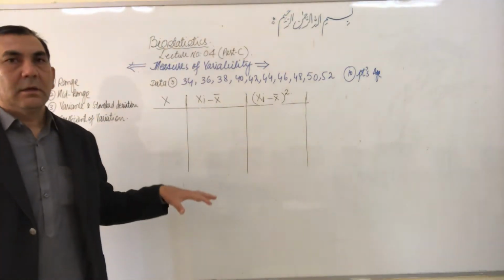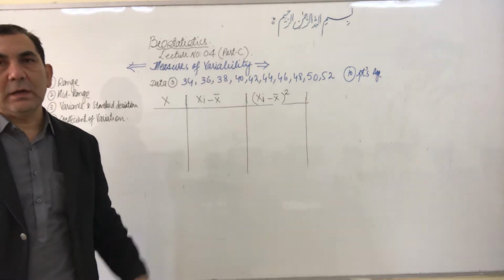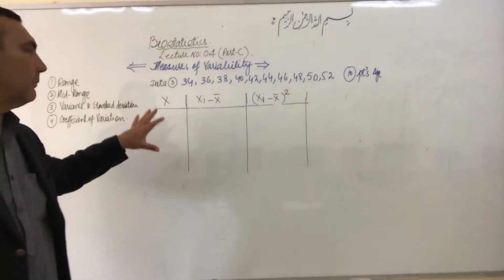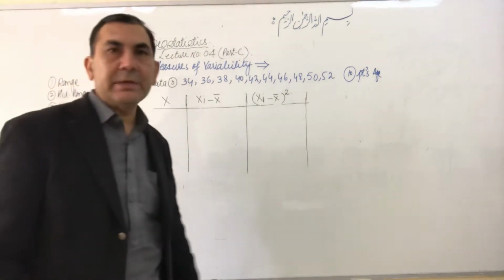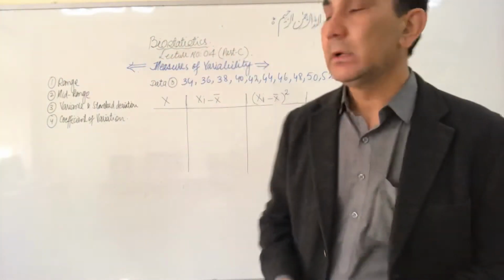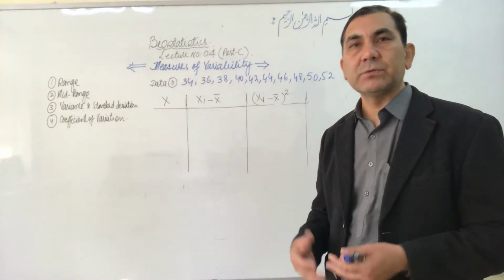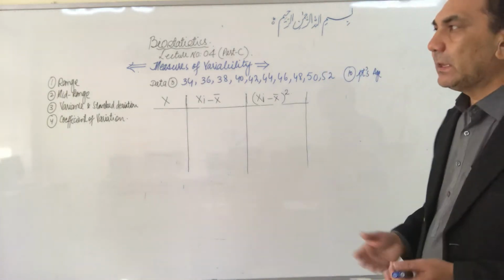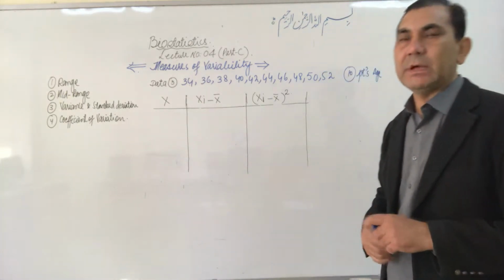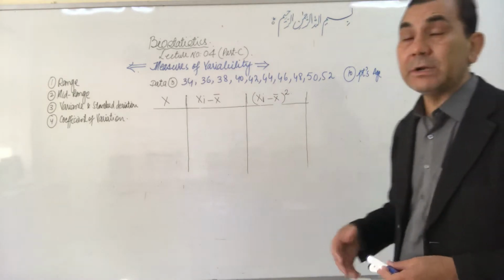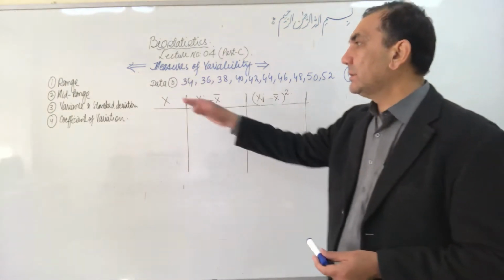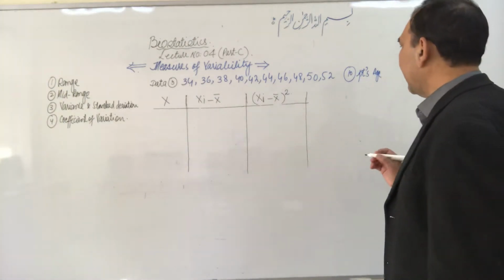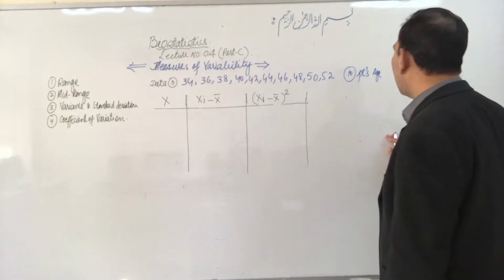Okay, and the continuation of lecture number 4. In the previous lectures, we measured the range and the mid-range to assess the variability in the data set. Now the third method to measure the variability in the data is the variance and standard deviation. To measure the variance and standard deviation, we have the formula for that.